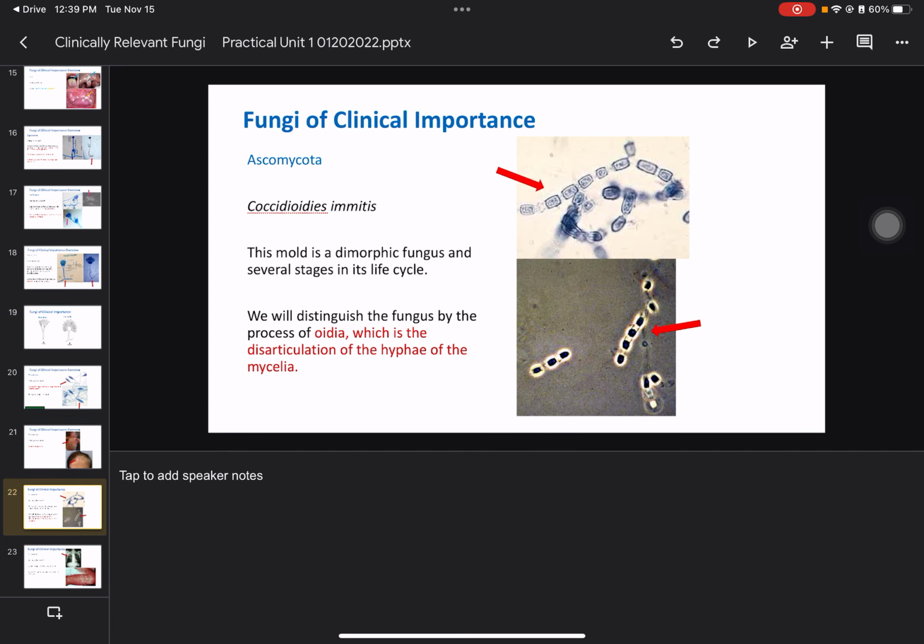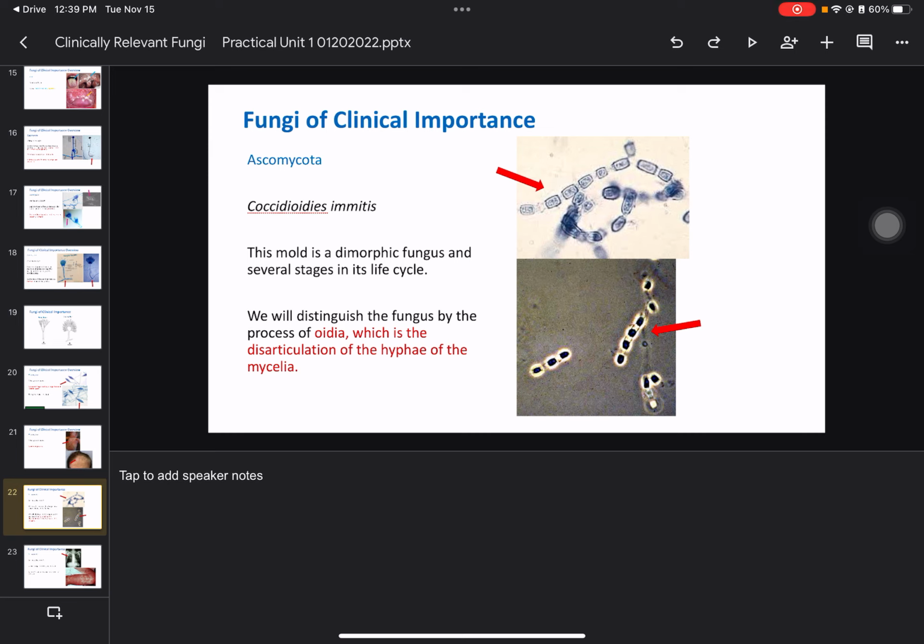All right, last one. Coccidioides immitis. So Coccidioides immitis has two different stages. I've selected the oidic stage to represent it. So oidia is the disarticulation of the mycelia to form arthroconidia. What that means is that the mycelia becomes thickened, and they break apart, they disarticulate. And so these little pieces can go off and be carried by the wind. We can breathe them in, or they can land somewhere and start a new colony.